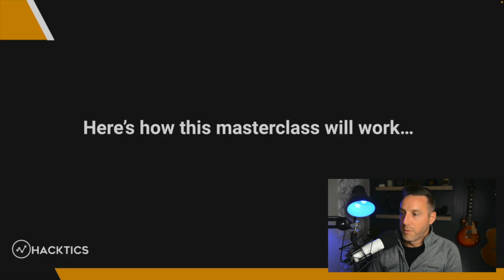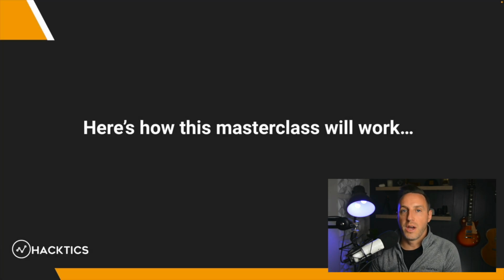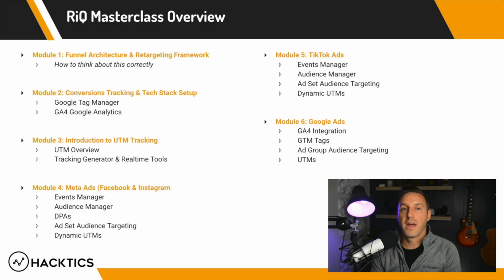So before we get too much further, let's give you a real quick rundown of what is in this course. Module 1, we're going to talk a little bit more about thinking about this correctly. Module 2 is actually getting into Google Tag Manager and Google Analytics to set this up. Module 3 is on UTM tracking. And the reason why we're introducing UTM tracking is because as we build out these ads in Meta and TikTok and in Google, you're going to have a chance to put this UTM tracking in there. And I want you to understand what you're doing before you just get into the ad platform.